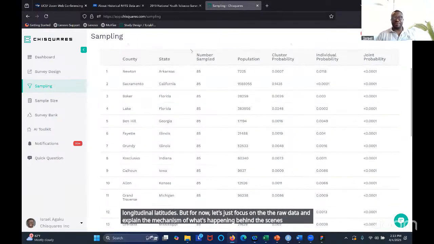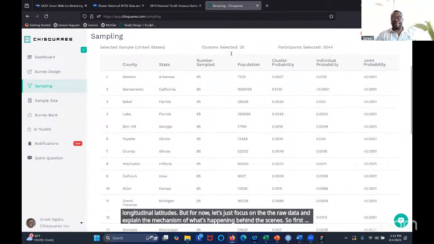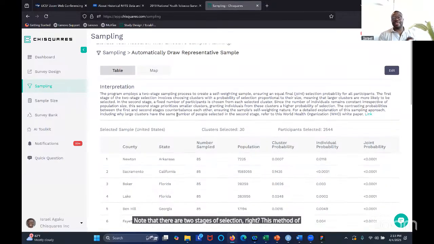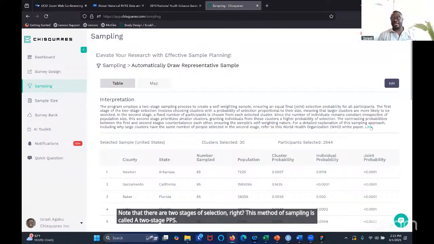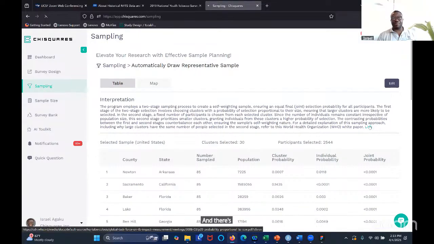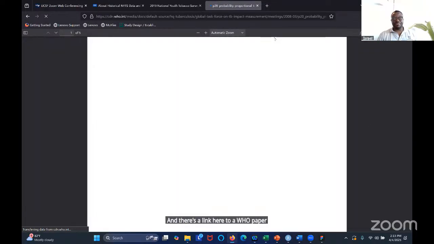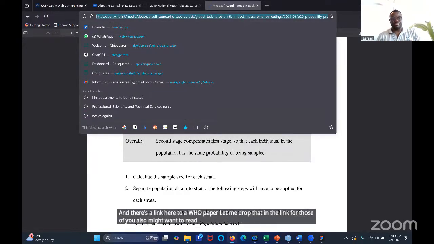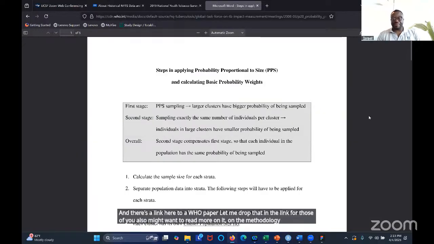So first of all, note that there are 2 stages of selection, right? This method of sampling is called a 2-stage PPS. And there's a link here to a WHO paper. Let me drop the link in for those of you who might want to read more on the methodology. A 2-stage PPS means that obviously it's a 2-stage procedure.